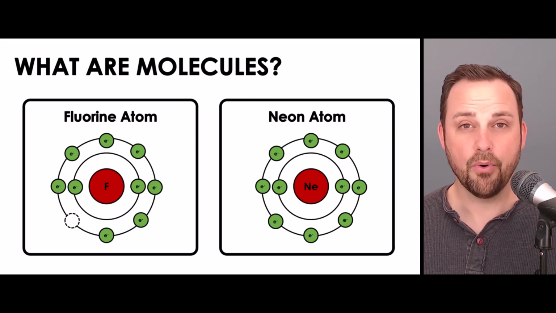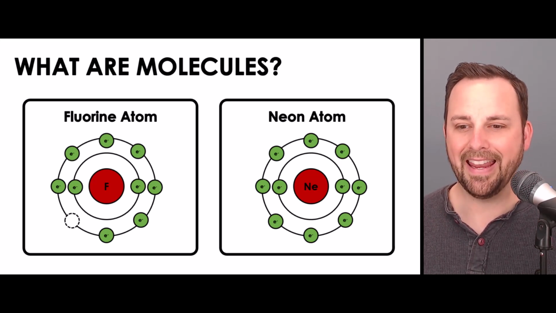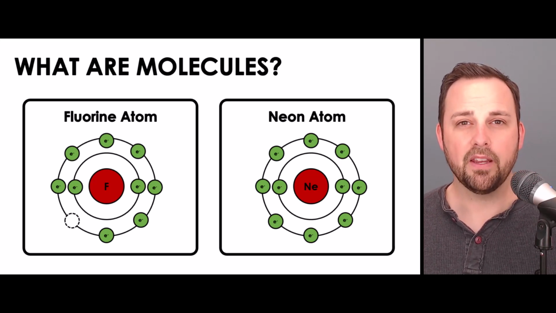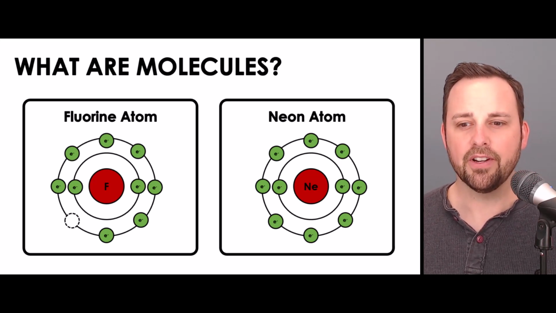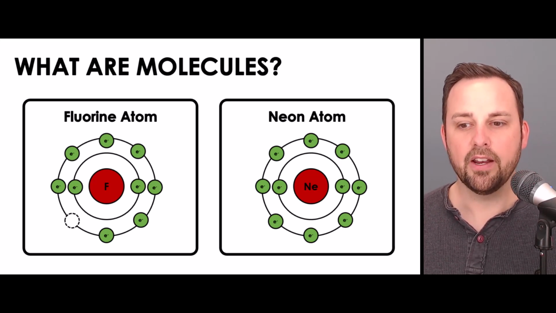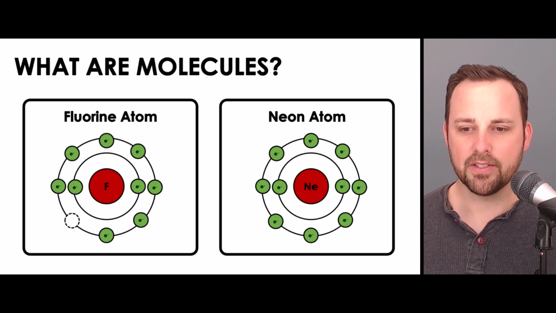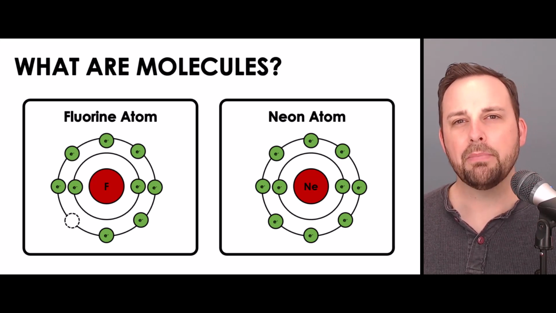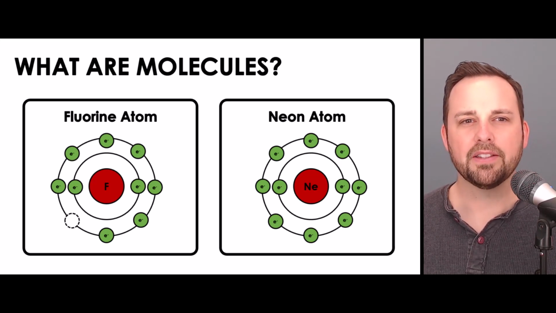This is very important to notice that neon has 8 electrons in its valence shell. So it's very happy, very stable, and very unlikely to bond with other atoms. A neon atom is perfectly happy by itself. So we call an atom by itself monoatomic.